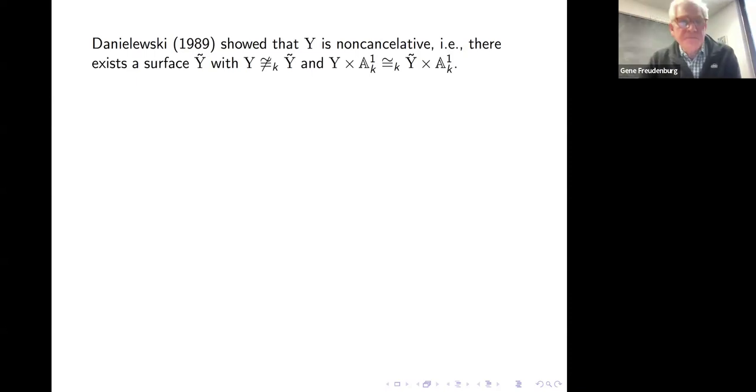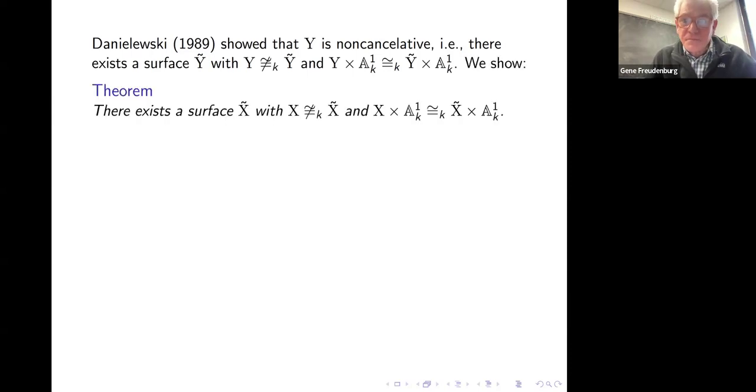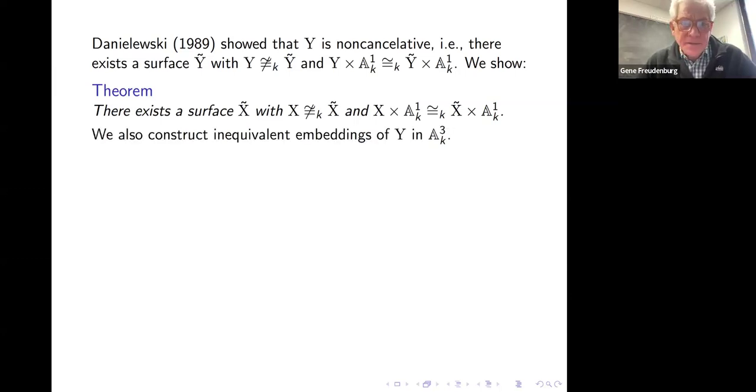Of course, Danielewski famously showed that the surface Y is non-cancelative, which is to say that there's another surface Y tilde non-isomorphic to Y, but whose cylinder is isomorphic to the cylinder over Y. Okay. And then I also show that the surface X is non-cancelative. There exists a surface X tilde, not isomorphic to X, but whose cylinder is isomorphic to the cylinder over X.